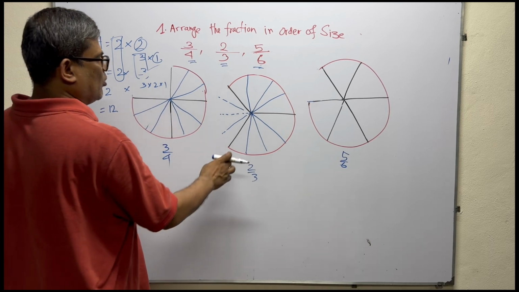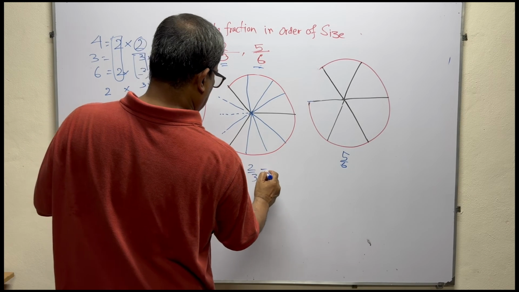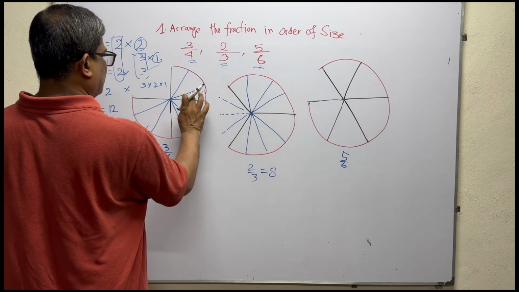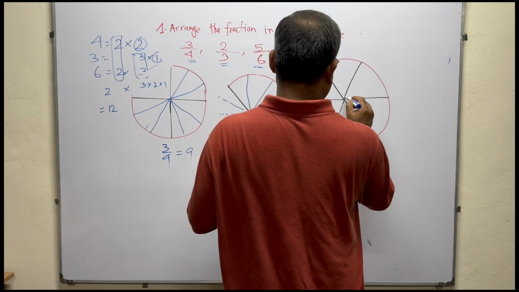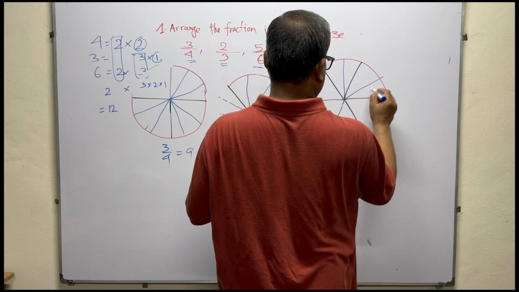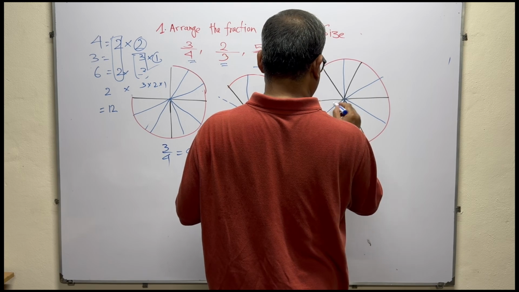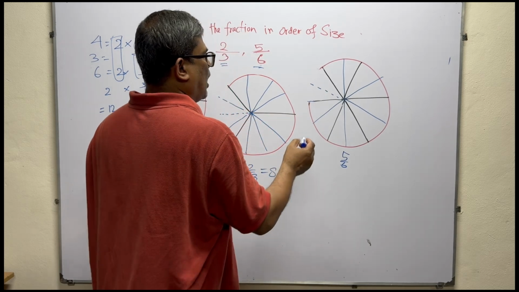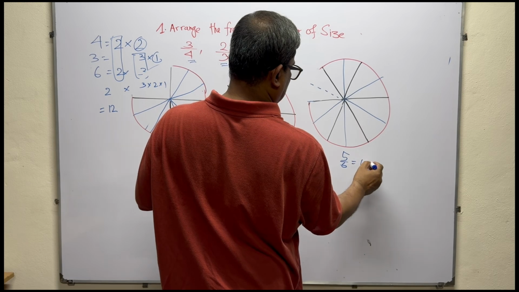Then how many pieces are we getting? 1, 2, 3, 4, 5, 6, 7, 8. 8 pieces. Over here, how many pieces? 1, 2, 3, 4, 5, 6, 7, 8, 9. 9 pieces. Over here also, we cut into 12 pieces. So, how many pieces am I getting? Total is 10 pieces I am getting.